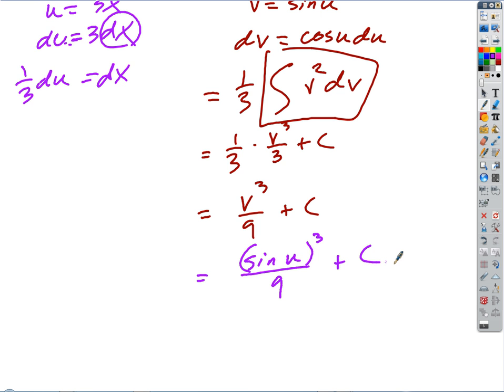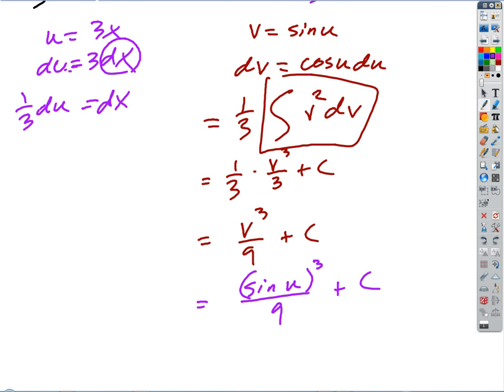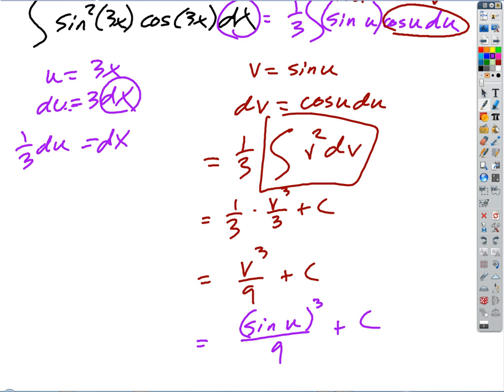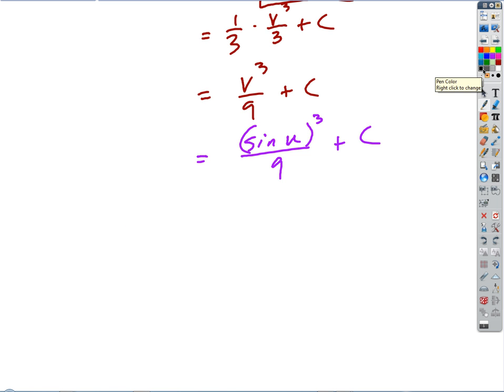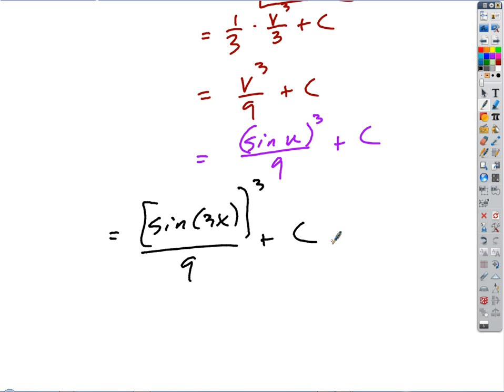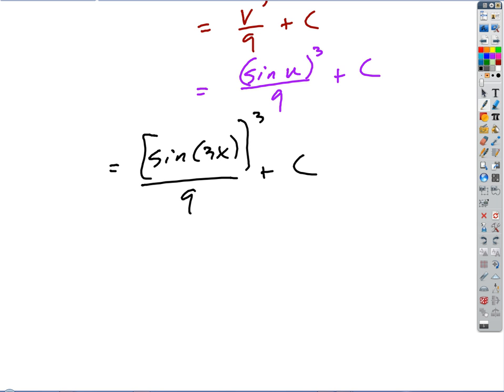Now what? Okay, now we've got to reverse the u substitution. We'll replace all the u's with 3x's, right? And then we end up with sine 3x cubed over 9 plus c. And that's our answer. We could write this using our trig shorthand. We could move that 3 in there, right? We could write this as maybe something like 1/9 sine cubed 3x plus c, right? Okay, make sense? Okay, that's fine.